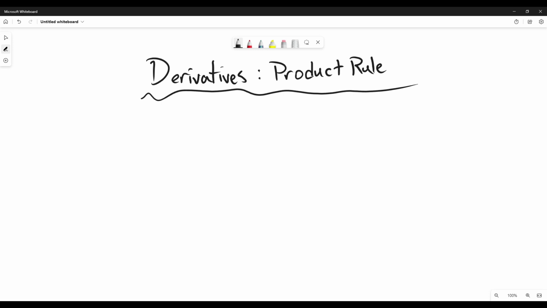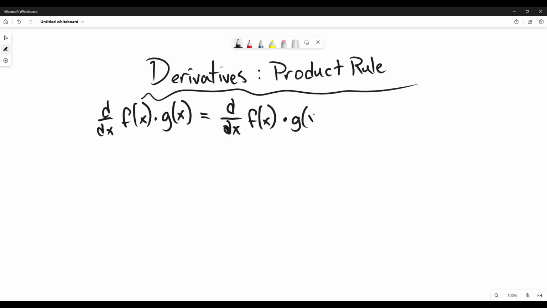So the formula for the product rule states that the derivative of the product of two functions, like this, is equal to the derivative of f of x times g of x plus the derivative of g of x times f of x.